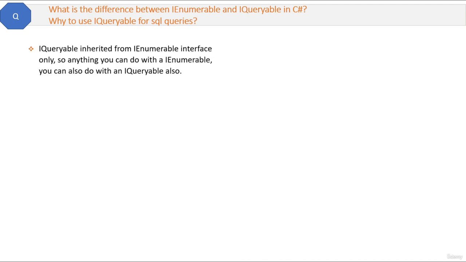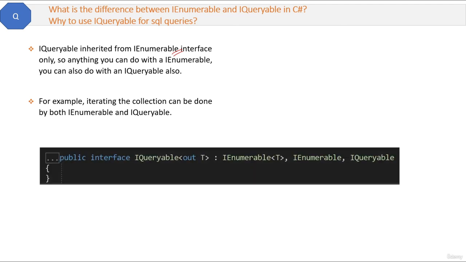First, remember this point about IQueryable. IQueryable is inherited from the IEnumerable interface. So anything you can do with IEnumerable, you can also do with IQueryable. For example, iterating the collection can be done by both. When you right click and see the definition of IQueryable, you will find this. See, IQueryable is inherited from IEnumerable. So whatever IEnumerable can do, IQueryable can also do. In addition, IQueryable can perform some extra tasks related to SQL queries that I will shortly explain.